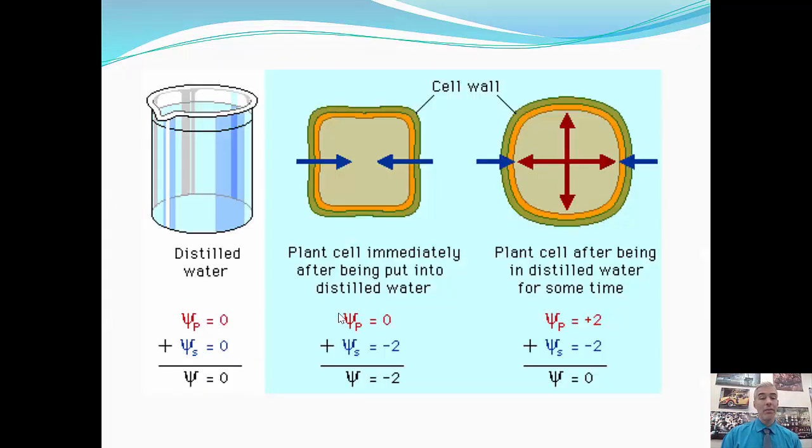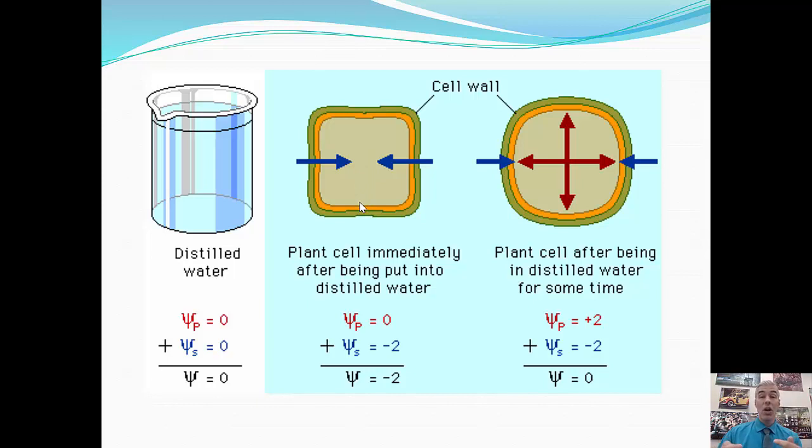And you can see here, so distilled water has a solute and pressure potential. The atmospheric pressure is going to be equal for everything, so we're not going to worry about pressure potential in just an open container. So solute potential and pressure potential is 0. When you initially put the plant into the distilled water, it has a solute potential of -2 because there's solutes inside the plant cell. So water is going to flow in.